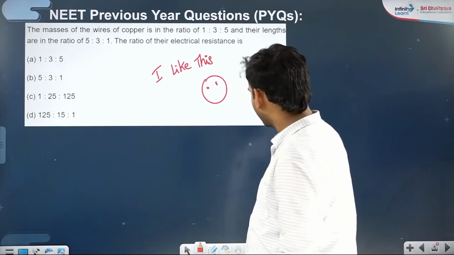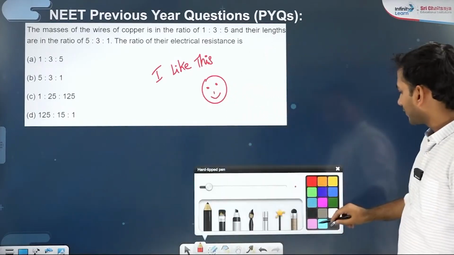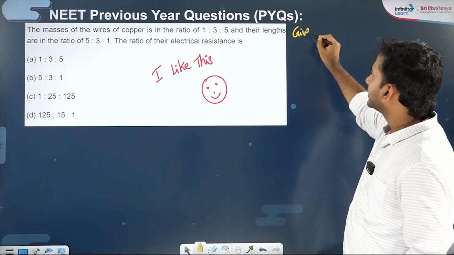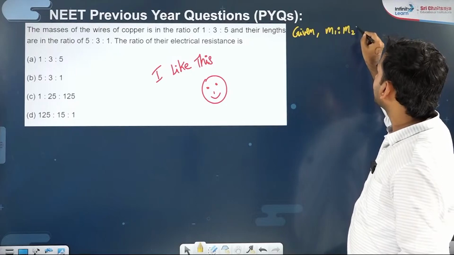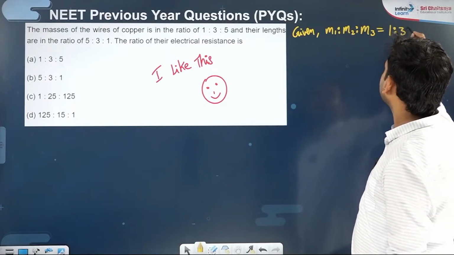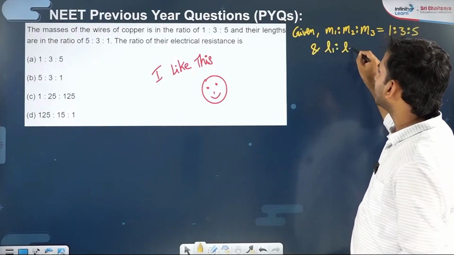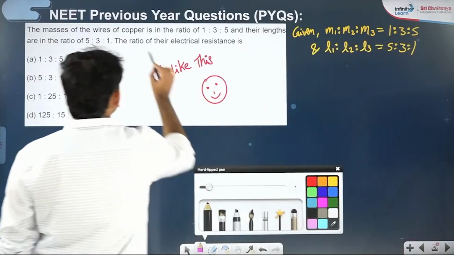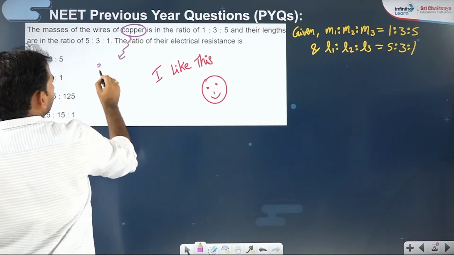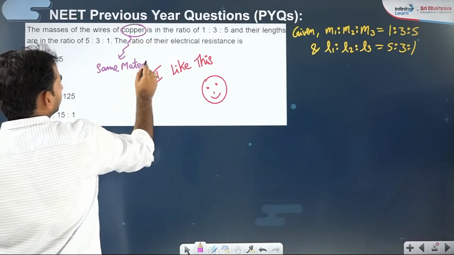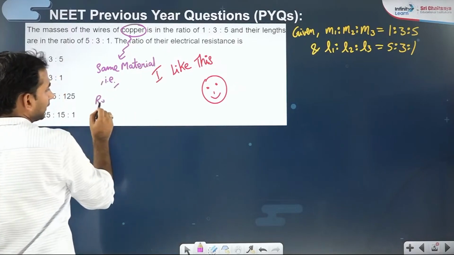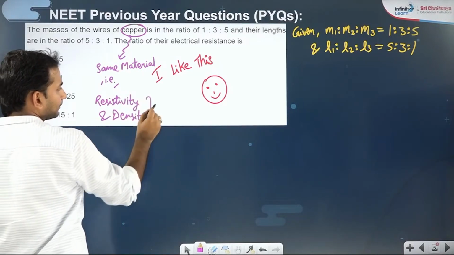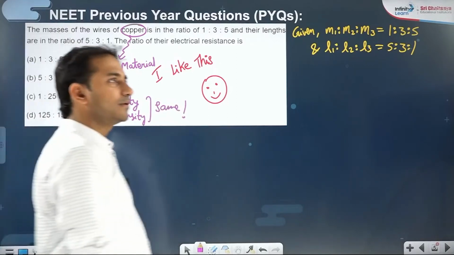Okay. Now, we will see how to do this problem. See what is given to you. They are talking about the mass ratio. Given is M1 ratio M2 ratio M3 equal to 1 ratio 3 ratio 5, and length ratio L1 ratio L2 ratio L3 given as 5 ratio 3 ratio 1. All the materials are the same, copper. Same material means resistivity and density both are going to be the same. Okay. We will see how to do it.